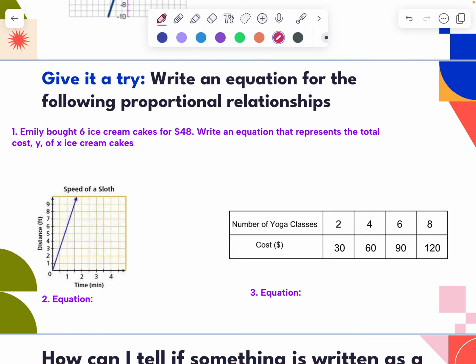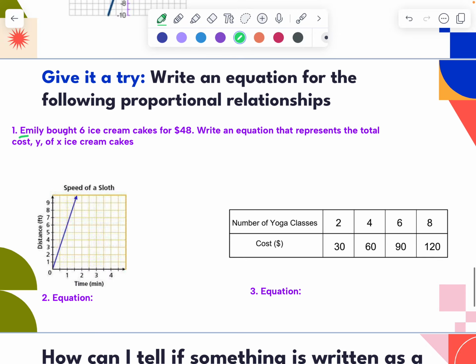First one is a word problem. We need to find the slope for Emily, who bought 6 ice cream cakes for $48. That seems like a steal. And it tells us, if we read ahead a little bit, the total cost is going to be y, and x is going to be the ice cream cakes.